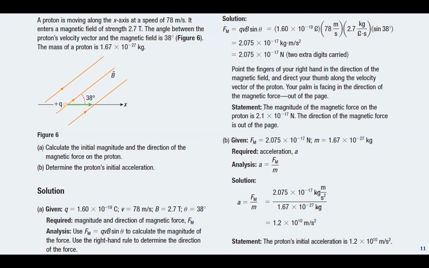Okay, in question B, the acceleration is Fm over m, right? We already know the magnitude of the magnetic force, and also we know the mass of the proton. So we can find the magnitude of the acceleration, which is 1.2 times 10 to the power of 10 meters per second squared. Okay, do you have any questions?